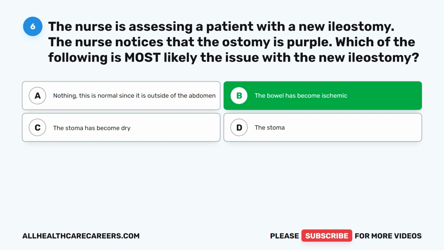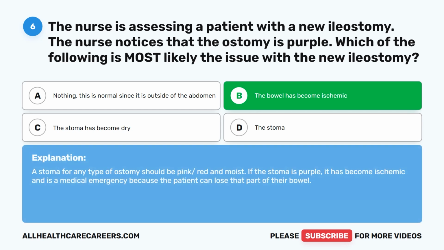The bowel has become ischemic. A stoma for any type of ostomy should be pink/red and moist. If the stoma is purple, it has become ischemic and is a medical emergency because the patient can lose that part of their bowel.